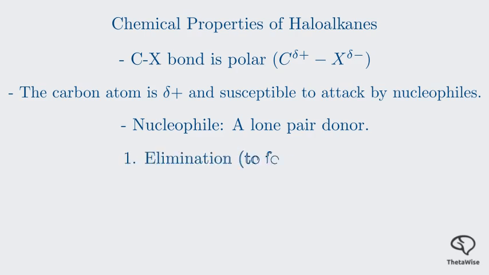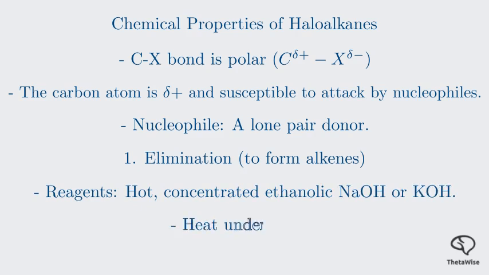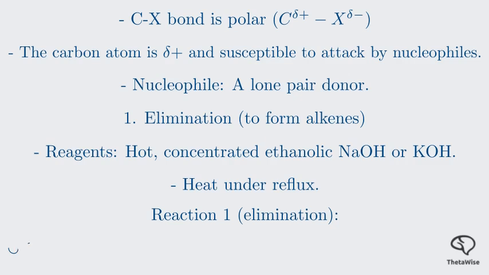First, let's talk about elimination. This reaction occurs when a haloalkane is heated with a hot, concentrated solution of a strong base like sodium hydroxide, NaOH, or potassium hydroxide, KOH, dissolved in ethanol. This condition is crucial. The base must be ethanolic. In an elimination reaction, the halogen atom and a hydrogen atom from an adjacent carbon are removed, or eliminated, from the molecule. This forms a carbon-carbon double bond, producing an alkene.